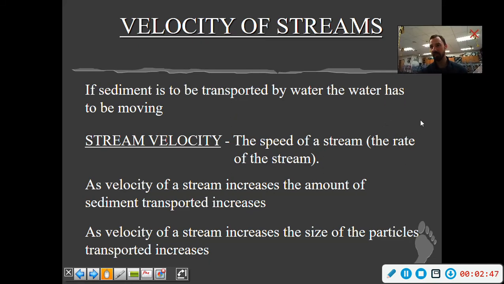So velocity in streams: if sediment is to be transported by water, the water has to be moving, obviously. Once it stops, it's going to drop. All right, and that's where we're going to get into the final part of the chapter, which is deposition. Stream velocity is the speed of the stream, or the rate of the stream. Those are the different ways that they can say it. As velocity of the stream increases, the amount of sediment transported increases. Also, as velocity increases, the size of the particles transported will increase also.